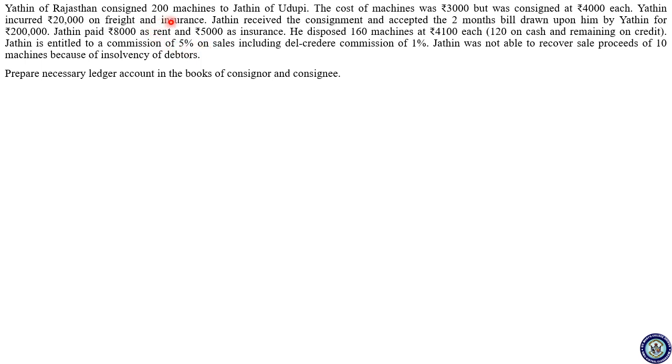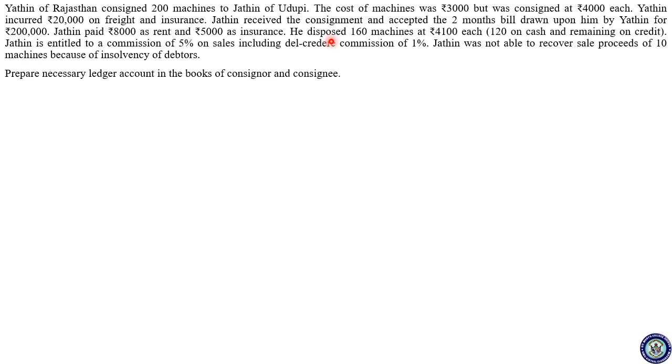Now, rent as well as insurance are recurring in nature. Means after receiving the goods, you pay rent. After receiving the goods, you take an insurance policy, right? So both are recurring and there are no non-recurring expenses incurred by the consignee. He disposed 160 machines at rupees 4,100 each.